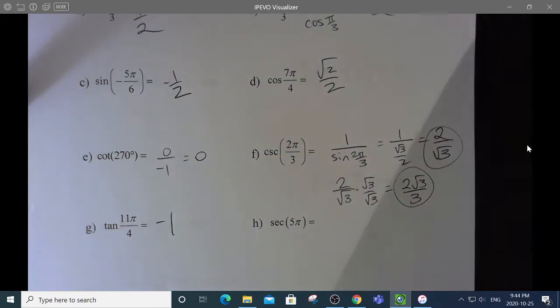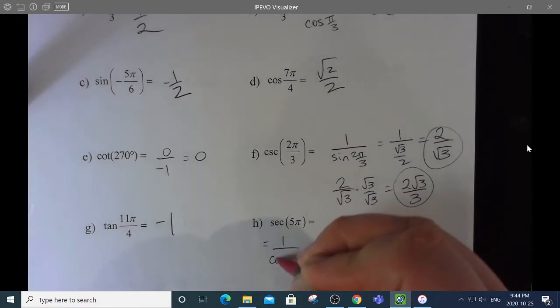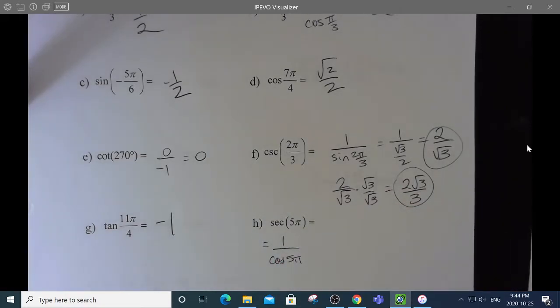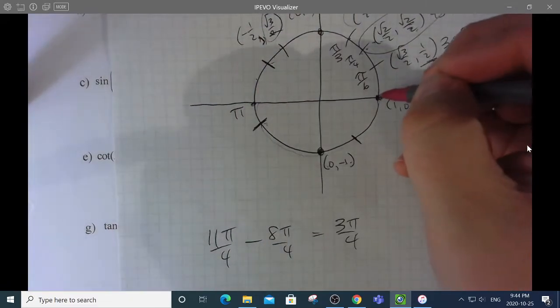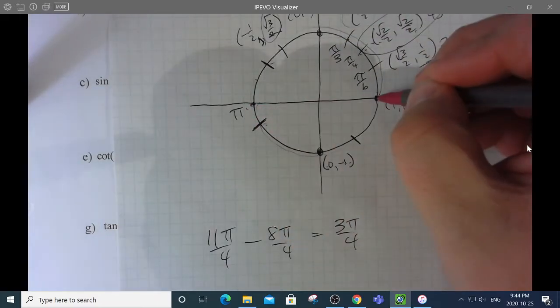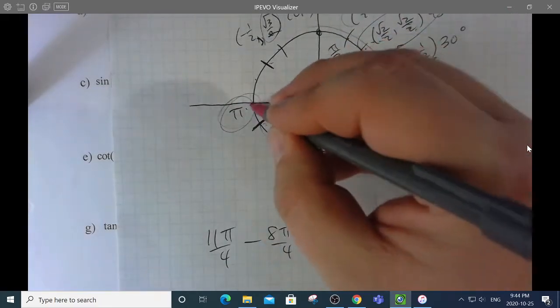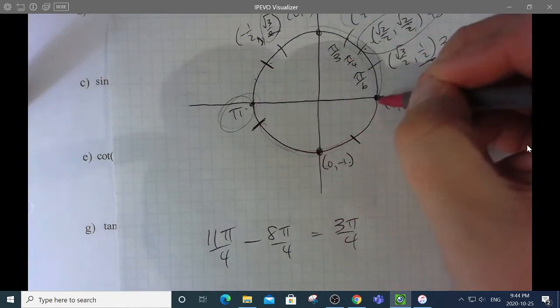And finally, secant of 5 pi. That's like saying 1 over the cosine of 5 pi. Once again, that's more than once around. So this is pi right here. So if I go from here to here, that's 1 pi, 2 pi's, 3 pi's, 4 pi's. Notice all of the odd number pi's land right there. So if you go around once, there's 1 pi, 2 pi's, 3 pi's, 4 pi's, 5 pi's.